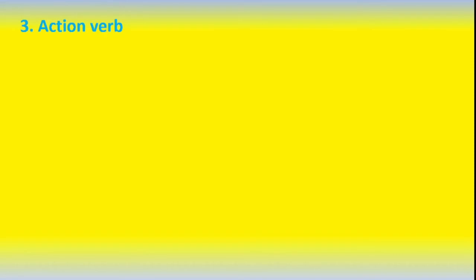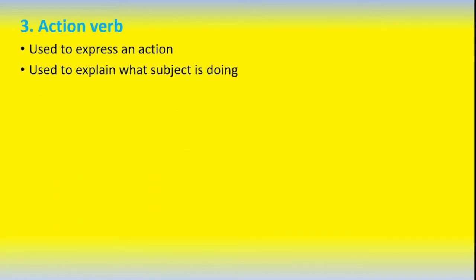And the third type is the action verb. So what is an action verb? It is a verb which is used to express an action in a sentence. It is used to explain what the subject is doing in a sentence. So it is nothing but the action of the subject in a sentence. Example: he is reading the book. See here, reading is an action. So it is the action of whom? It is the action of he, the subject.